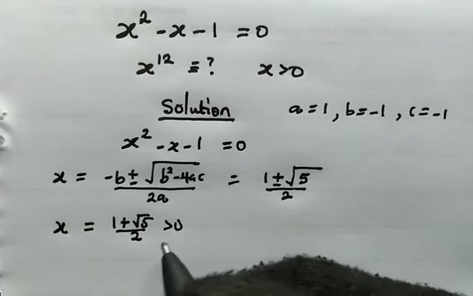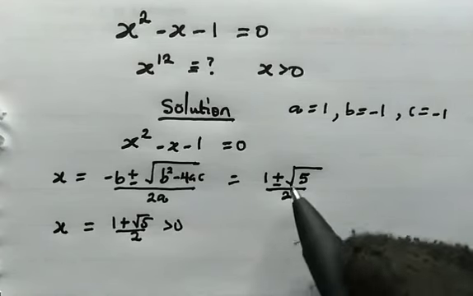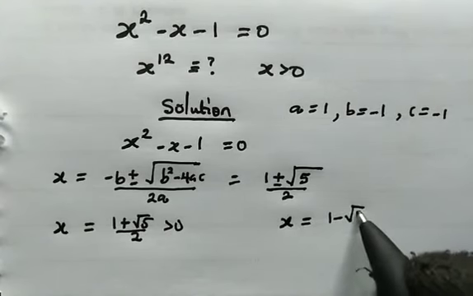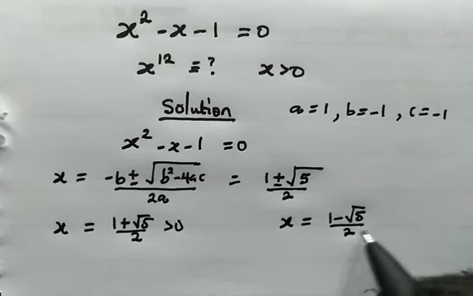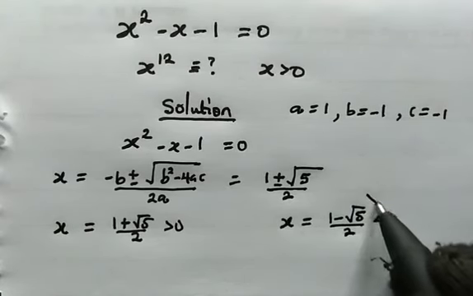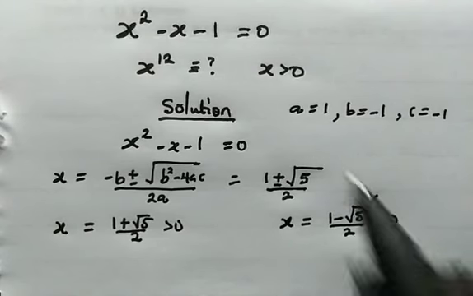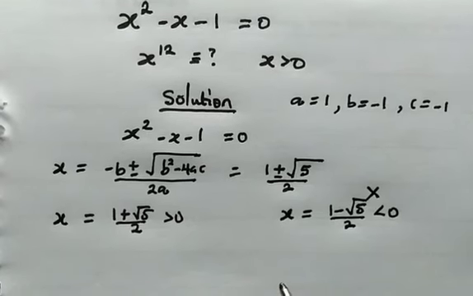This is greater than 0, right? So this is the root which is greater than 0. Then I check the other root. We have here x is also equal to negative 1 minus root 5 all over 2. This is less than 0. Therefore, we don't necessarily need this root according to the question.